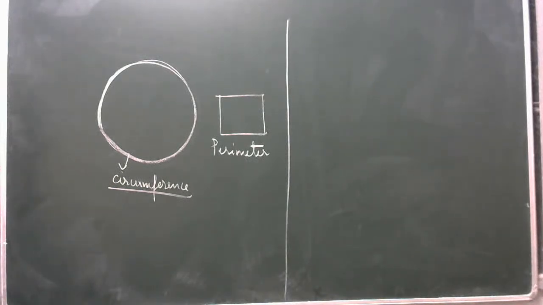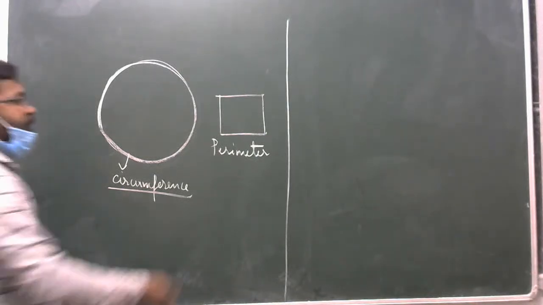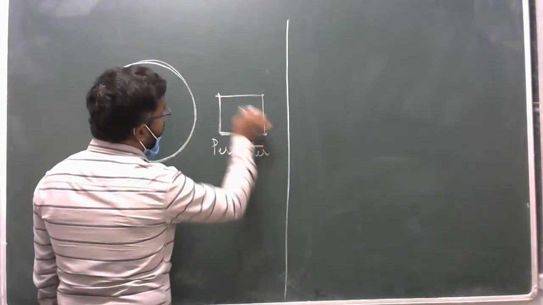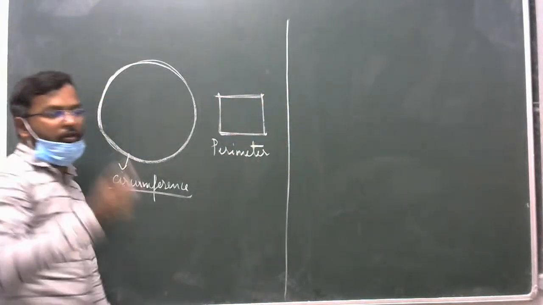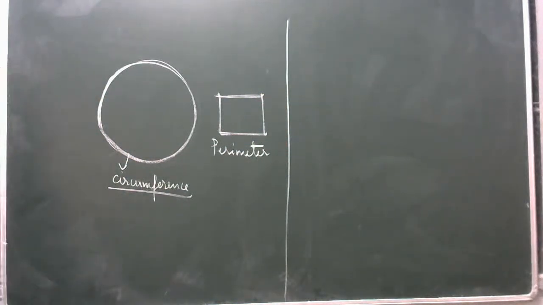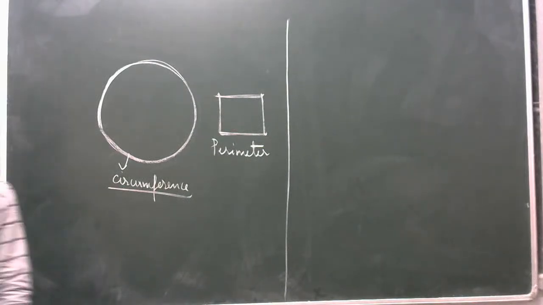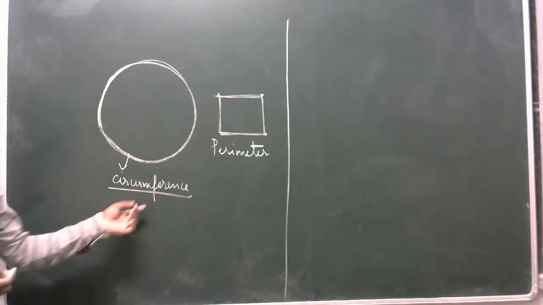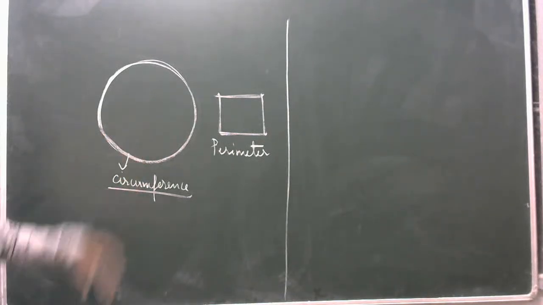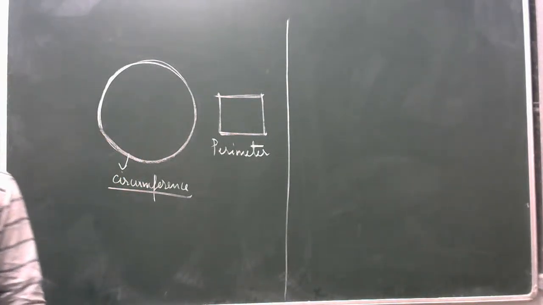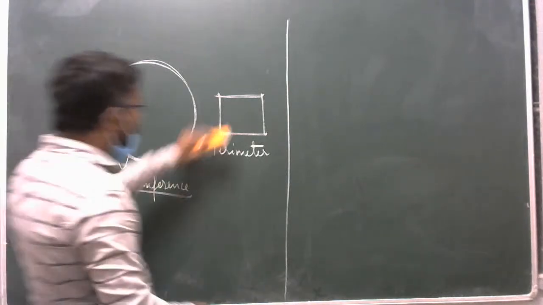In all these shapes, they are made up of straight lines. We have line segments here, 1, 2, 3, and 4. All are made up of line segments, whereas this circle is made by curved lines. So that's why here we call it circumference, and there we call it perimeter. Okay, so this is the main difference.